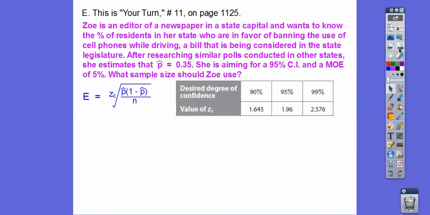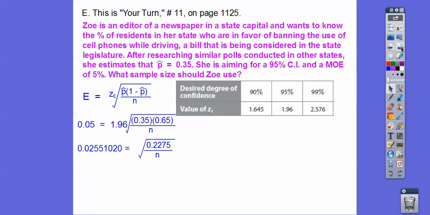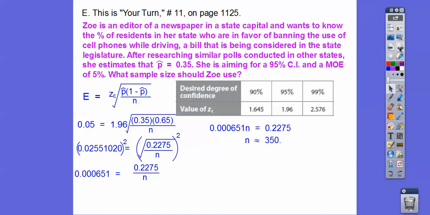Okay, so we're going to use this formula right here. And 95% is the 1.96, so that goes here. And margin of error of 5%, that's going to go here. So 0.05, and then 0.35 goes here. 1 minus 0.35 is 0.65. That's what goes inside of there. So let's divide both sides by 1.96, and I went ahead and multiplied these two guys together to get that. Okay, now we got to get rid of this radical, so we're going to now square both sides. So when we square both sides, we get that. Then we multiply both sides by n. Okay, so when we multiply by n, we get that, and then divide, and we get about 350.